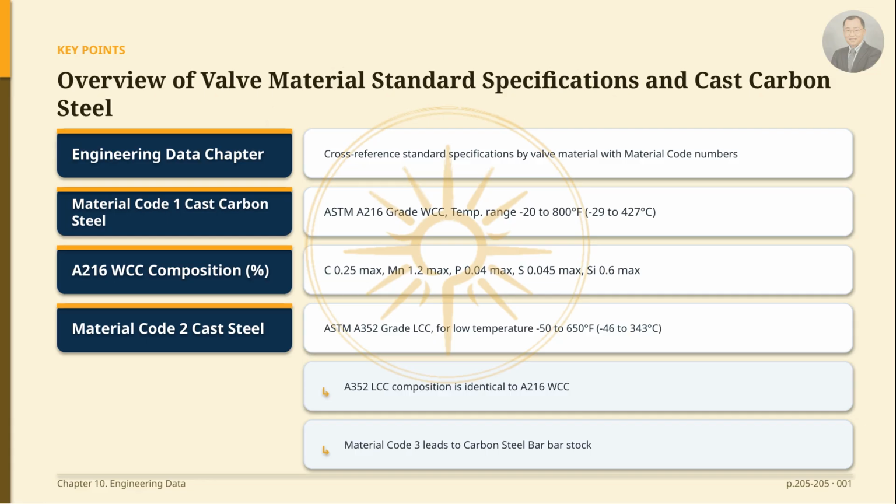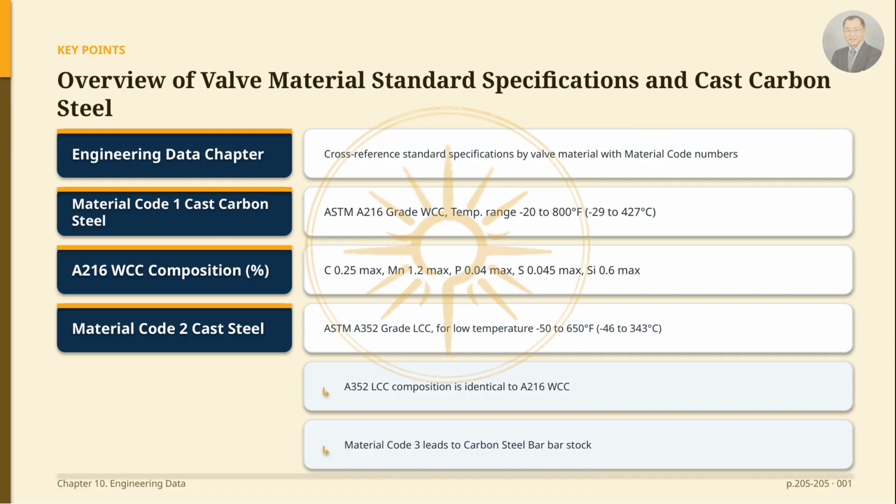Material code 2 is also cast carbon steel, ASTM A352 grade LCC. It is used for low temperatures, ranging from -50 degrees Fahrenheit to 650 degrees Fahrenheit, or -46 degrees Celsius to 343 degrees Celsius. The composition is the same as the WCC mentioned previously.